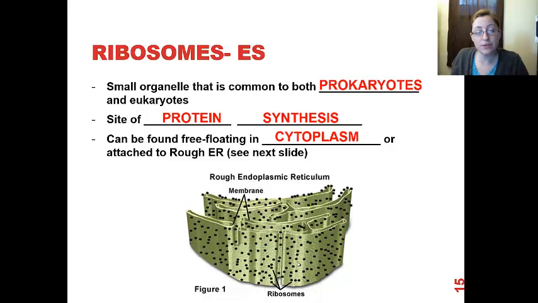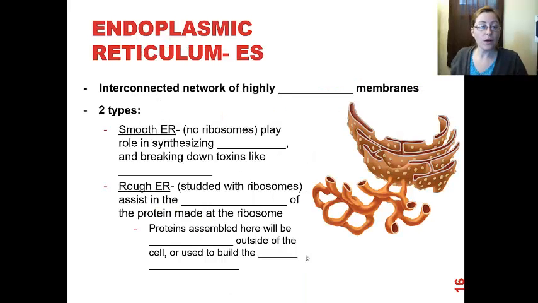You can find them free floating in the cytoplasm, or in this diagram here, you see how it looks like there's lots of little studs covering this cell part. All those little black dots are the ribosomes. It can attach to what's called the rough ER. So what is the rough ER? Well, the endoplasmic reticulum is what ER stands for, and it's basically a network of highly folded membranes. So we're connecting from the nuclear membrane to the endoplasmic reticulum, more folded membranes.